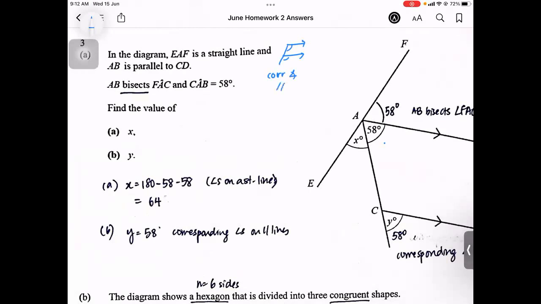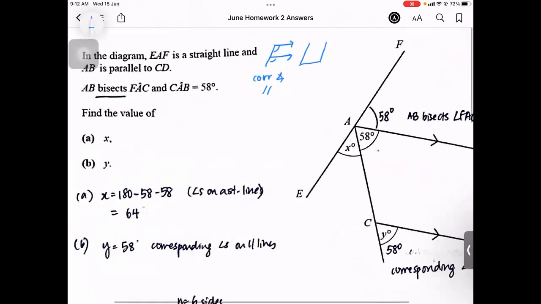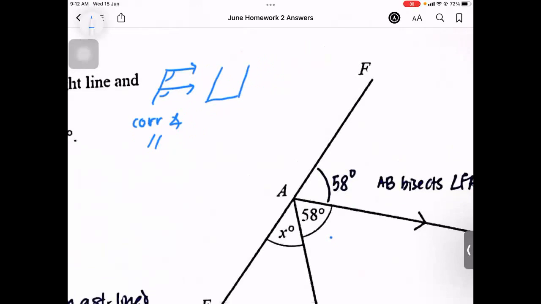Corresponding angles on parallel lines. Then the next one that looks like that. Okay, maybe I'll just zoom in a bit more. Okay, interior angles on parallel lines. Okay, this one is interior angles on parallel lines. Then alternate angles on parallel lines.